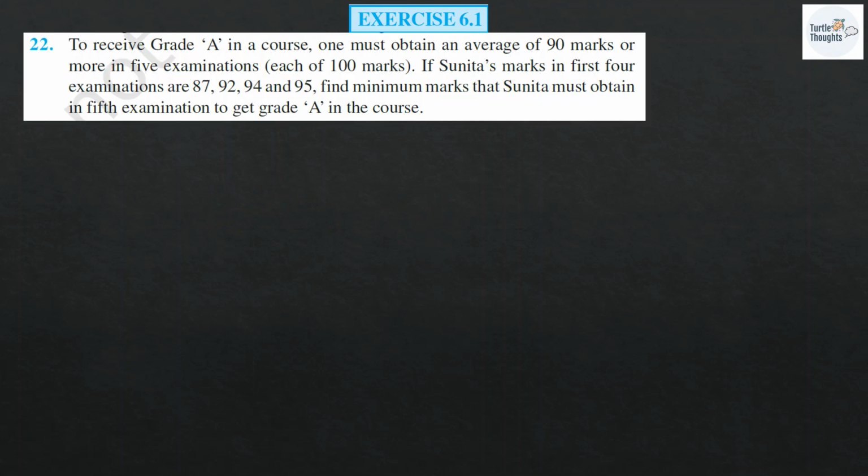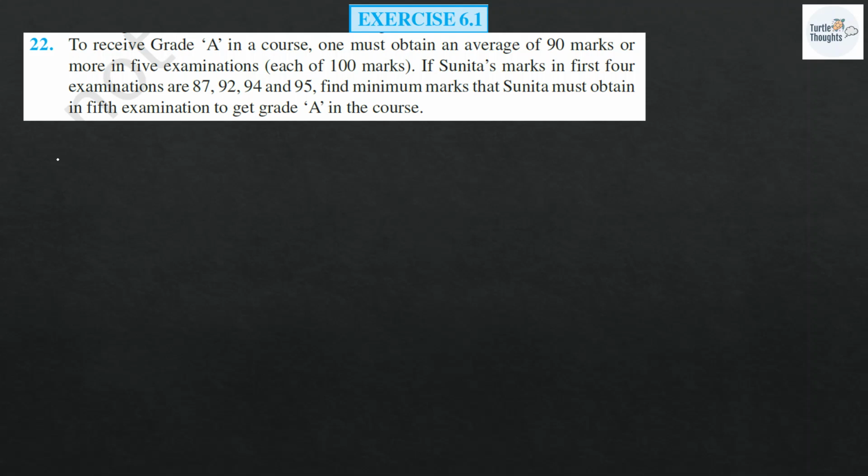This is also a similar question. The only difference is instead of three, we have five observations. To receive grade A in a course, one must obtain an average of 90 marks or more in five examinations. Here, at least is not given, right? 90 marks or more. What does this mean? Again, automatically, it means that you have to be considering the greater than or equal to symbol. Each of 100 marks. If Sunita's marks in the first four examinations are 87, 92, 94, and 95, find the minimum marks that Sunita has to obtain in the fifth examination to get grade A in the course.